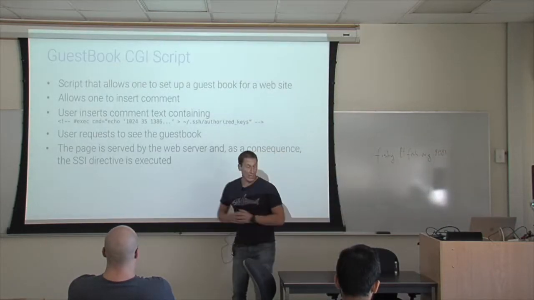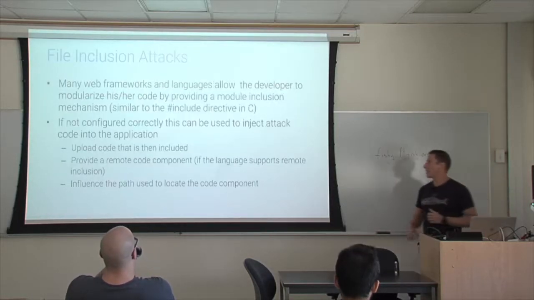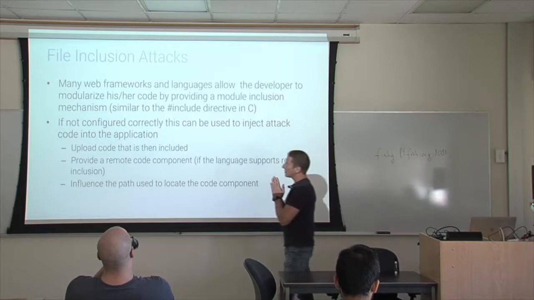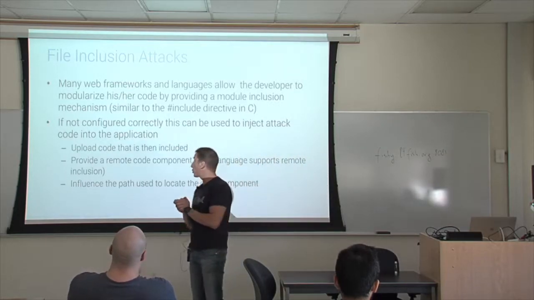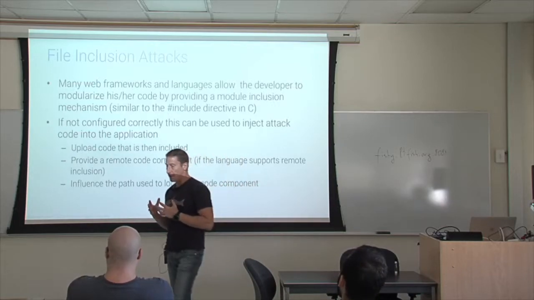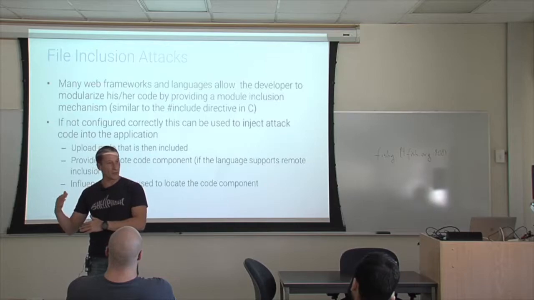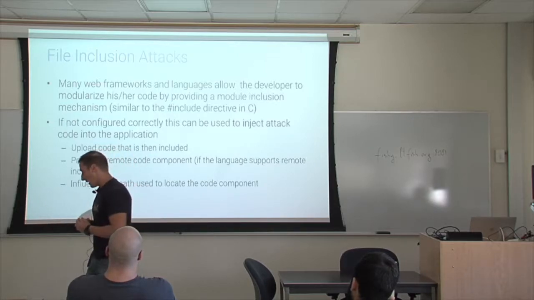So let's go on and restart our discussion of web vulnerabilities. Another class of classic web vulnerabilities is file inclusion. File inclusion is used fundamentally to modularize your web application. So you define your code in a certain module and then you include it.